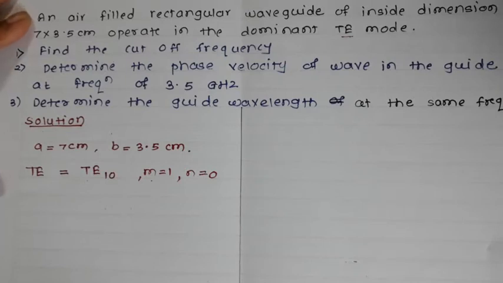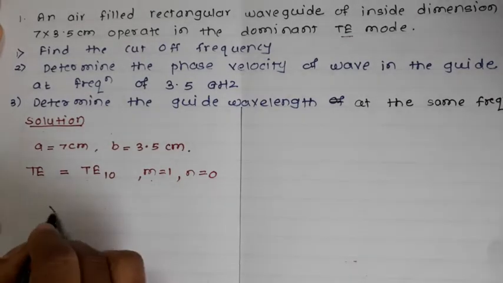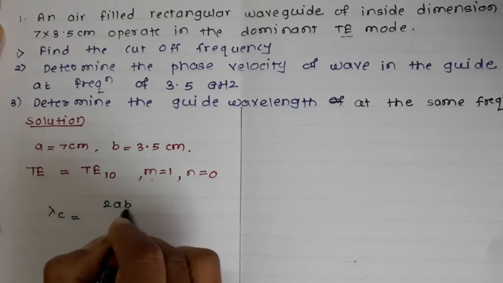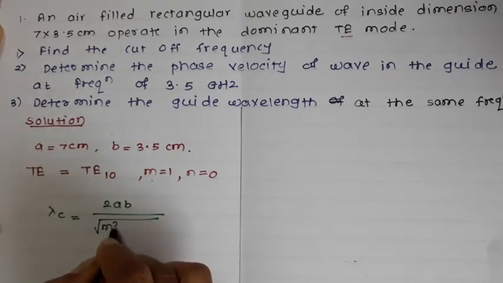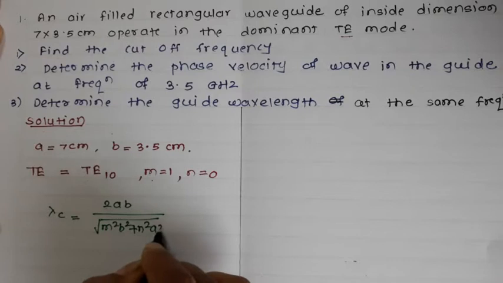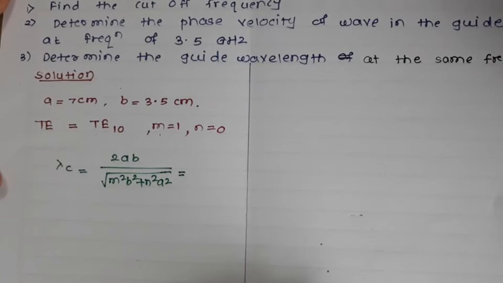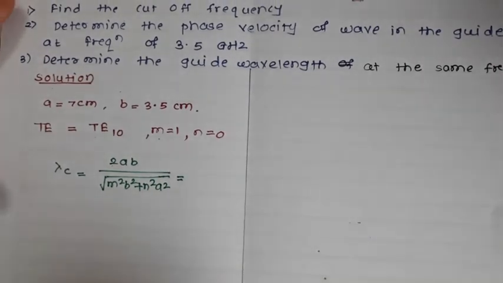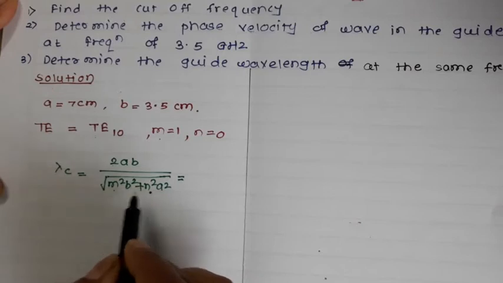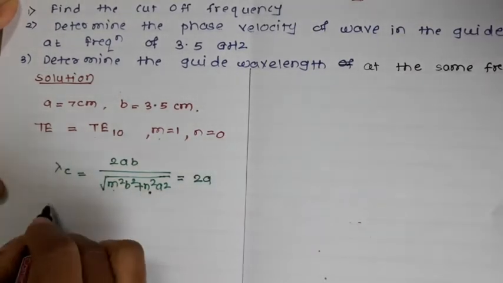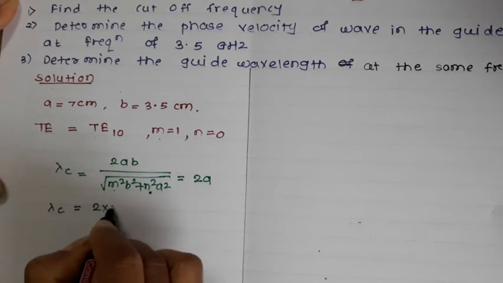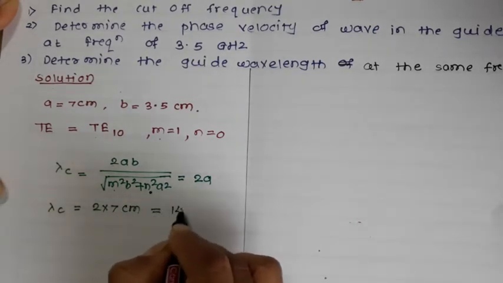So when you are calculating such problems, and when you want to calculate the dominant mode, whenever you are going to calculate the cutoff frequency, you must know the cutoff wavelength first. So if I am calculating lambda c, it will be 2 by the square root of (m square by a square plus n square by b square). Now I know that mode is the TE10 mode. So if I put those values over there, m is 1, n is 0. So this will become 2a. So lambda c is equal to 2 into 7 centimeter, that is 14 centimeter.